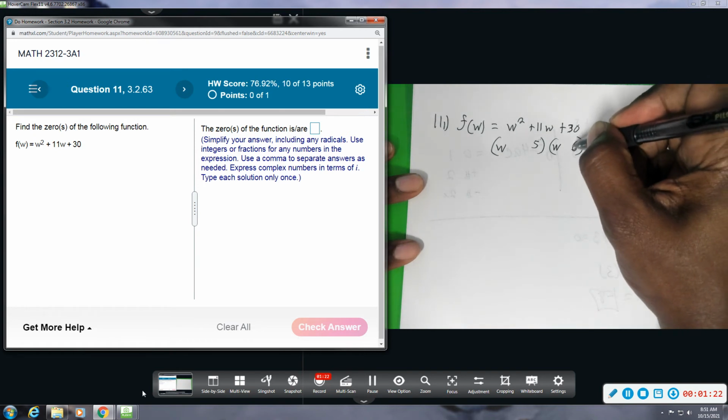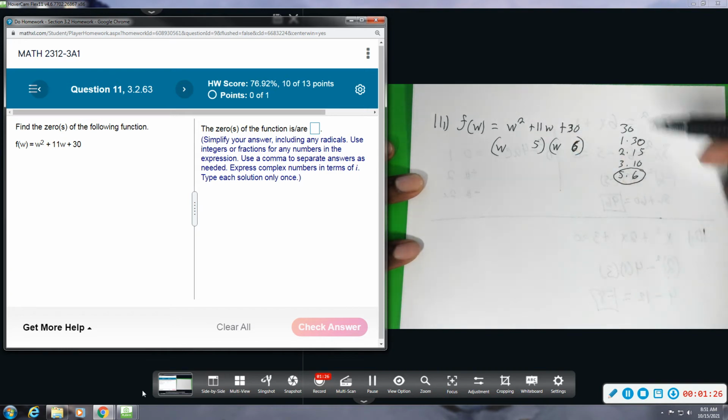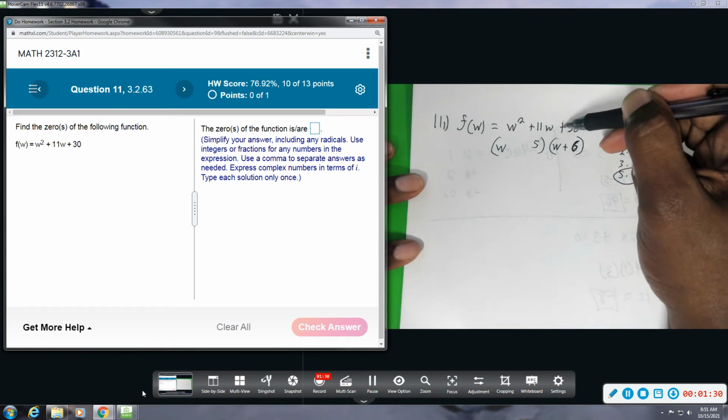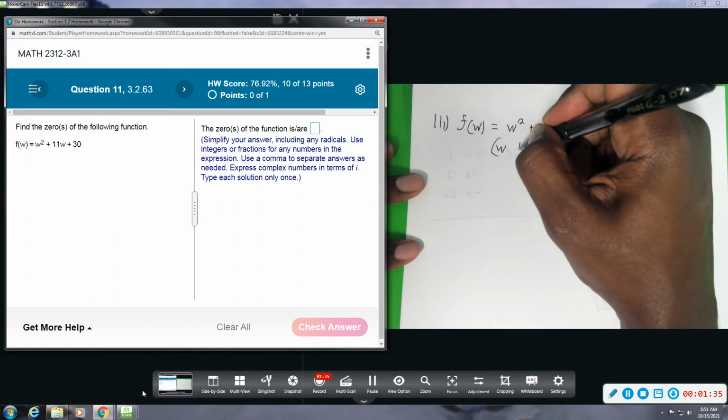Wrote 5 twice. So going left to right, the first sign is the sign of the bigger number, so that would be the 6, so it would be w plus 6. The second sign is positive, telling us that both of these signs will be the same. So if that one's positive, this one is also positive.